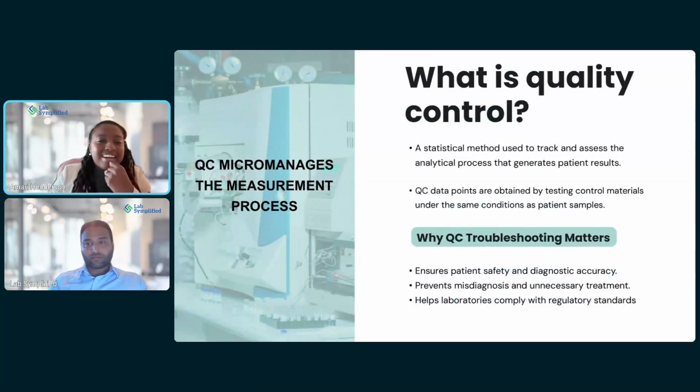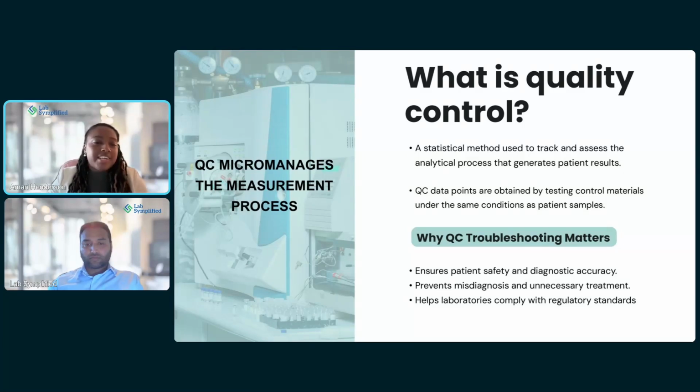So what exactly is quality control? It's the fancy definition: a statistical method used to track and assess the analytical process that generates patient results. But what does that mean for the clinical lab? We all know that the lab is responsible for test results. They play a crucial role in helping to diagnose patients, and they are important and sometimes life-saving for treatment decisions. So QC data points are obtained by testing control materials under the same conditions as your patient samples.